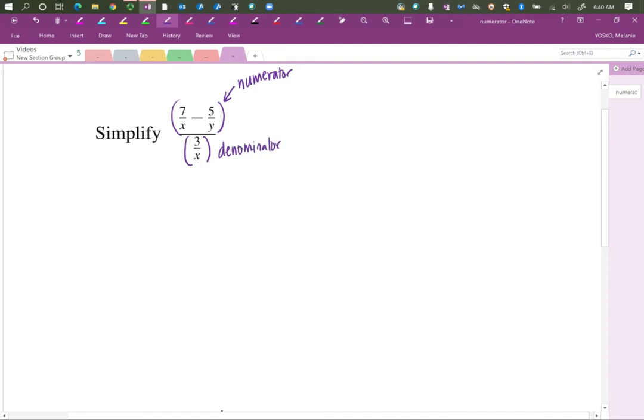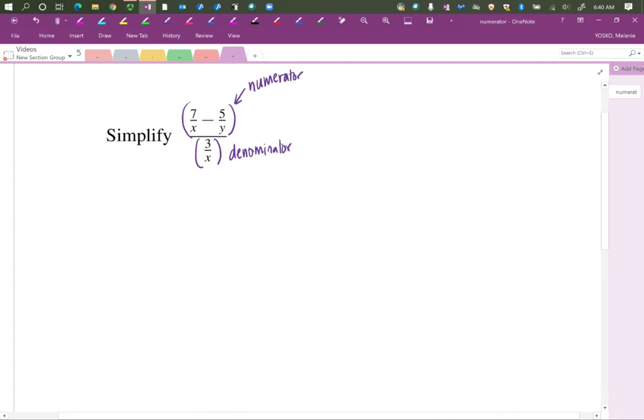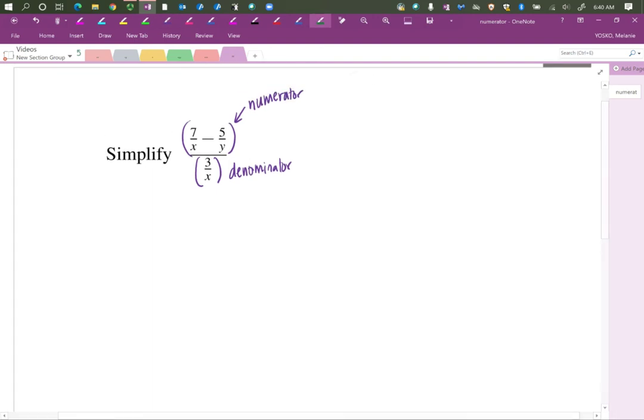Okay, so we're going to clean this up. We want one clear-cut fraction, one numerator and one denominator. So there are two ways to do this. One way is to find a common denominator of the numerators. So we can find a common denominator of the fractions in the numerator.